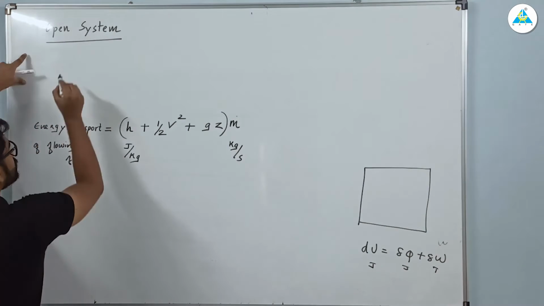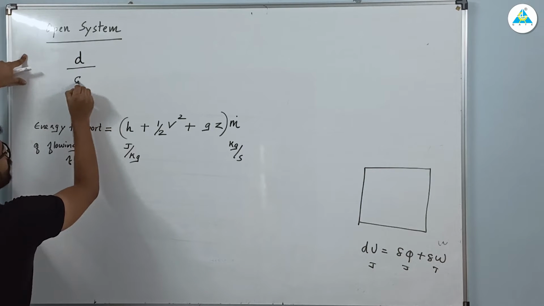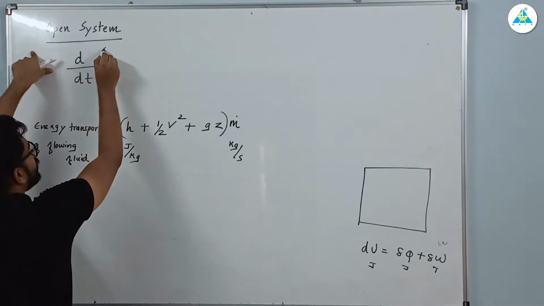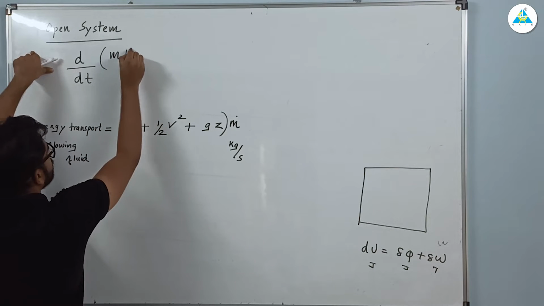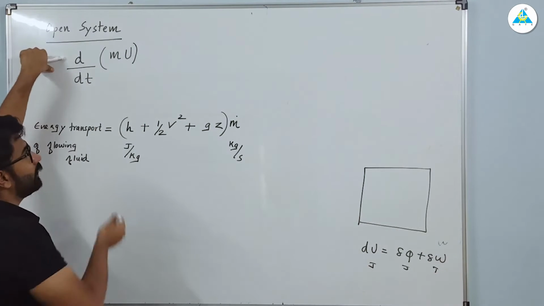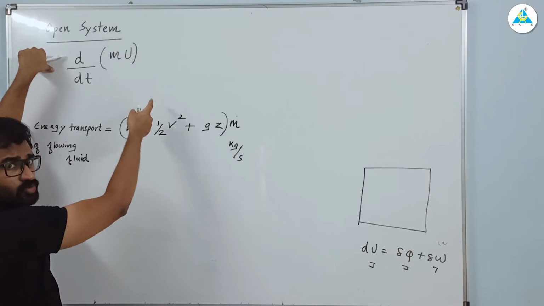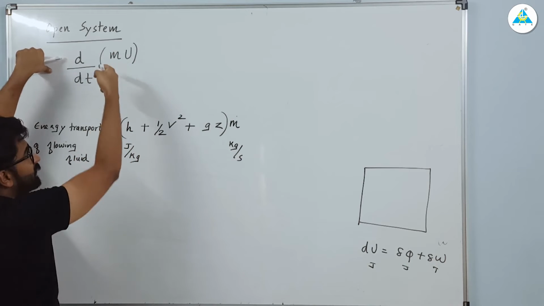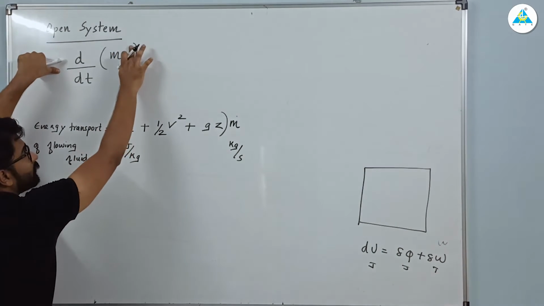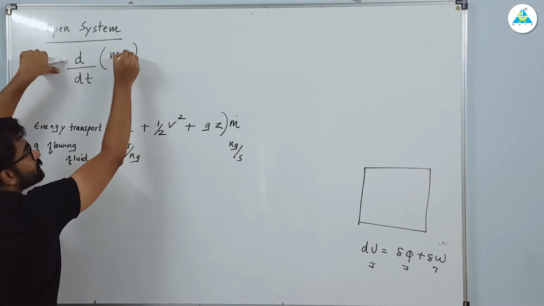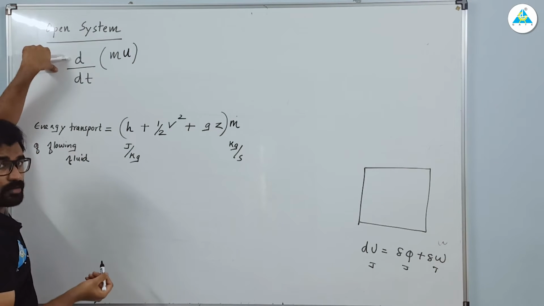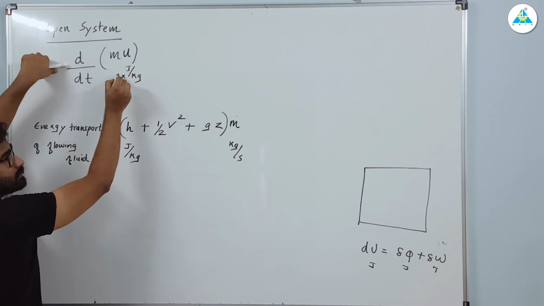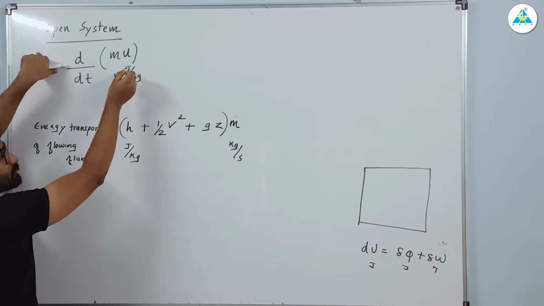What will be the equation? You can see here d by dt of, right? That is the change in the internal energy. So I am going to write it in energy: mass into internal energy. Internal energy is in, if you want, kilojoule per kg, or joule per kg, kg cancelled out. For those who have confusion, this is the internal energy U, m into U. U is in joule per kg, mass is in kg, kg cancelled out, joule per second.